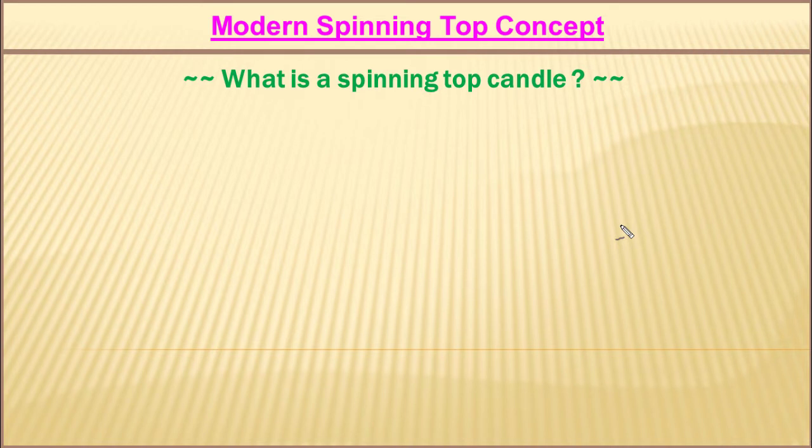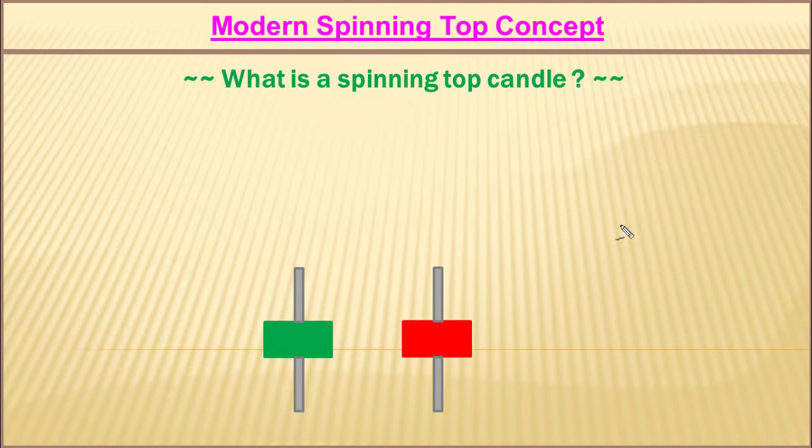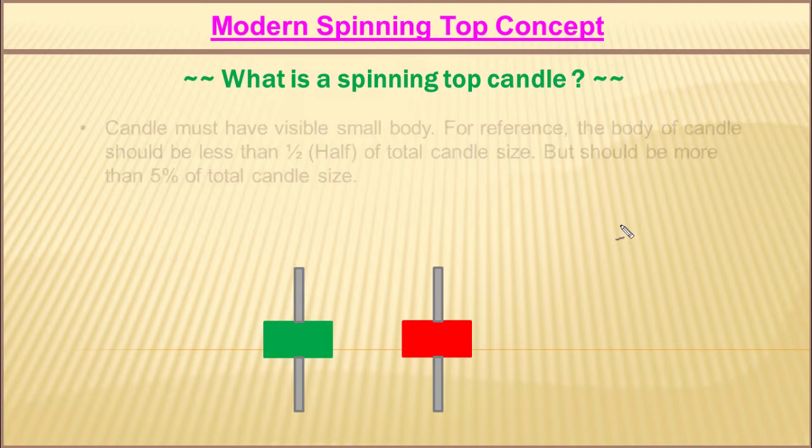We are now in the first topic: what is a spinning top candle. So friends, below you are watching two candlesticks which are similar to the spinning top candlestick pattern. Here you can see both these candlesticks have a very small body and large wicks on both sides. So the definition is as follows.